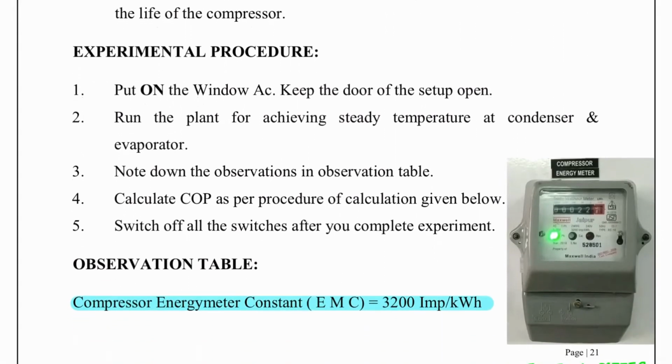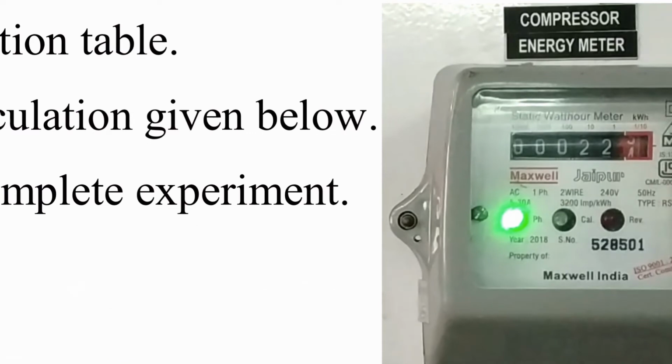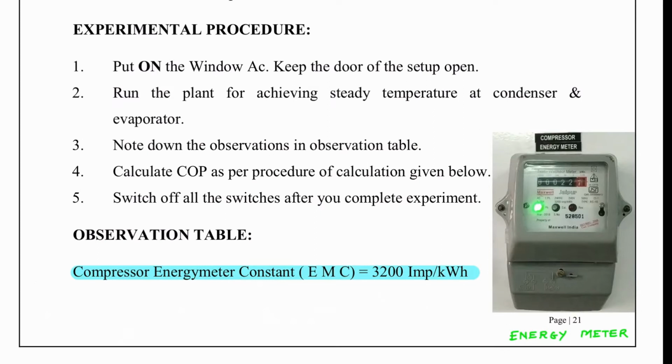Now after taking and noting down the readings, we'll see the first observation table. Here you can see one value has been written: compressor energy meter constant, in short known as EMC. If you see this energy meter on the setup, you will be able to observe the constant EMC value. It is 3200 impulse per kilowatt hour. The same value has been written over here: EMC is 3200 impulse per kilowatt hour.